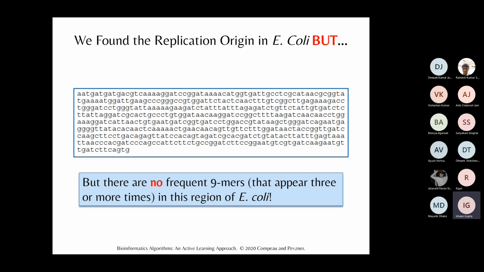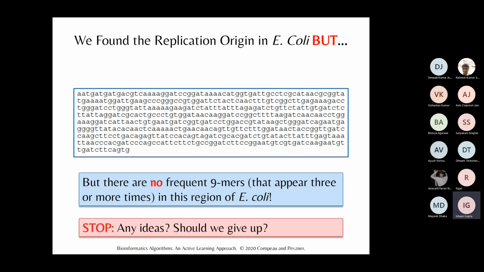Okay. But if you look at E. coli specifically, there is no frequent 9-mer that appears three or more times. Okay, so this is a problem. Should we give up? Do you have any ideas?